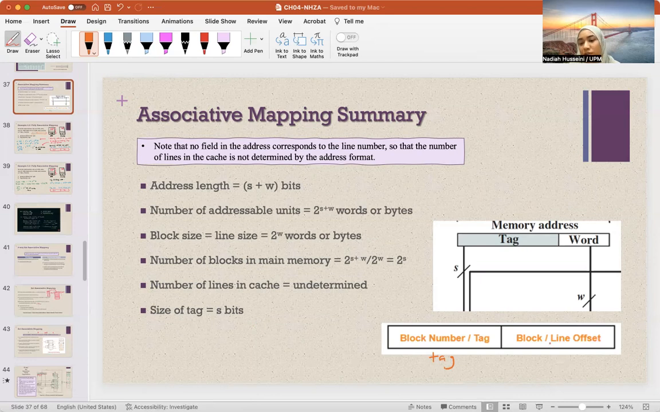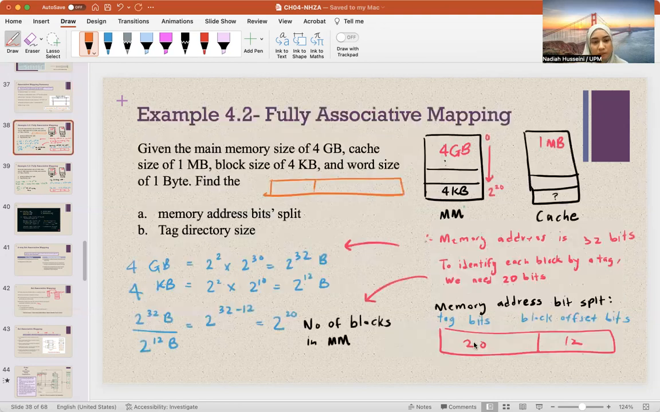Now remember, this is based on the block size, which is also the same as the cache line size. So this is the same as direct mapping as well. The only difference is in the front part, which is we have a tag. We don't have a line number. So this is the difference between associative and direct mapping. Associative only has a tag to identify each cache line, whereas for direct mapping, you would need both the line number, and then the tag to identify each block or line offset, or cache line.